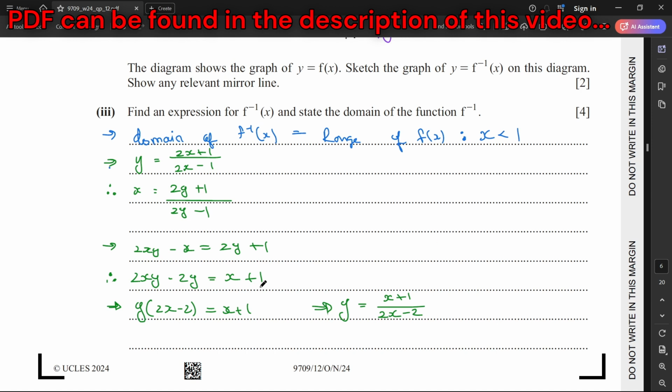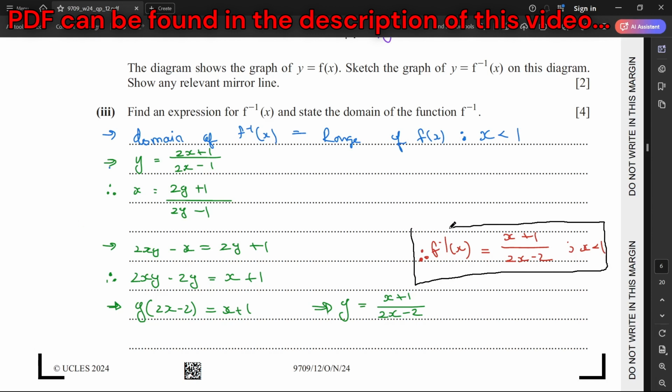And therefore I can mention that my inverse function is equal to x plus 1 over 2x minus 2 for x less than 1. And then guess what? This becomes my final answer.